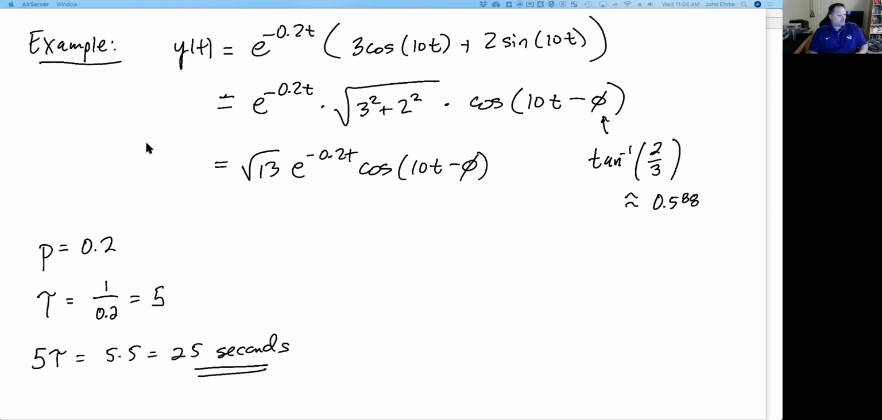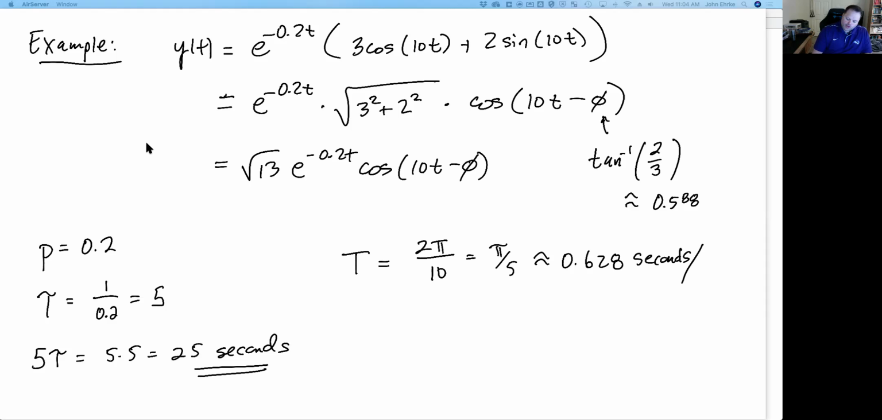So what I need to do to answer the question, though, is figure out how many oscillations are going to occur in that time. So in order to figure that out, I need to think about the period. The period of this oscillation is 2 pi divided by the angular frequency, which is 10. So that's pi fifths, which is about 0.628. So this is this many seconds to complete one cycle. That's what this number tells me.